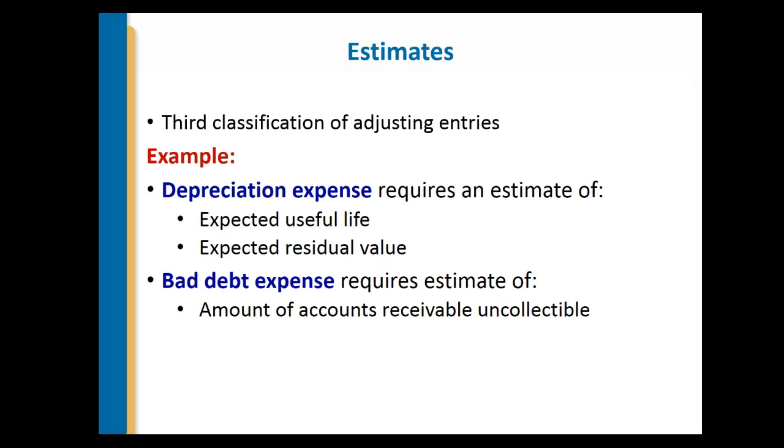One adjusting entry situation involving an estimate that does not fit neatly into either the prepayment or accrual classification is bad debts. Accounting for bad debts requires a company to estimate the amount of accounts receivable that ultimately is going to be uncollectible. And as a result of that, we reduce the accounts receivable by that estimated amount. This isn't a prepayment, and it's not an accrual because it doesn't involve the payment of cash either before or after income is reduced.